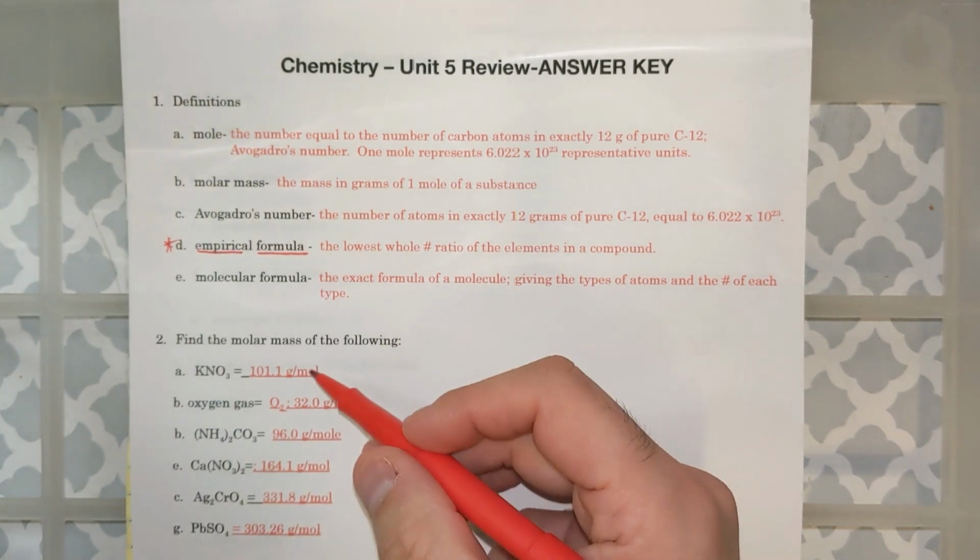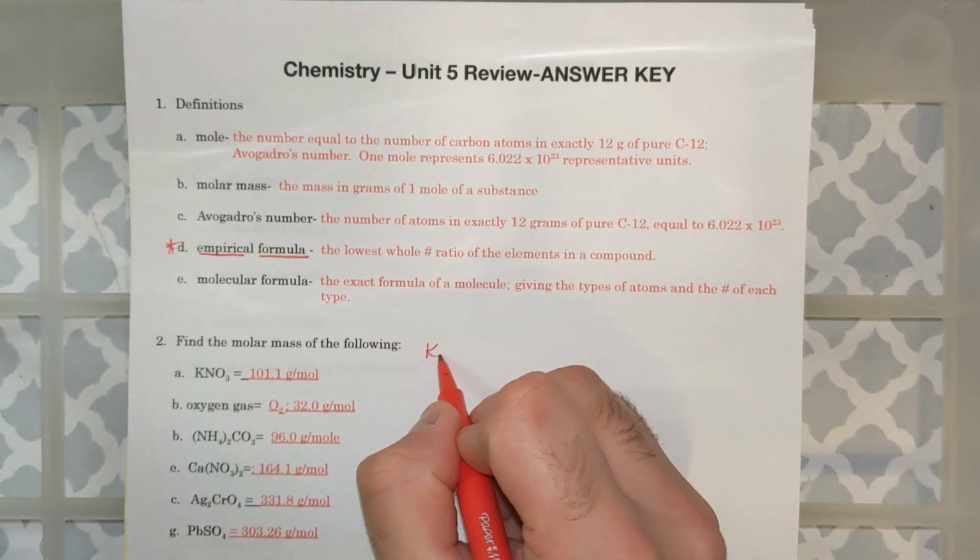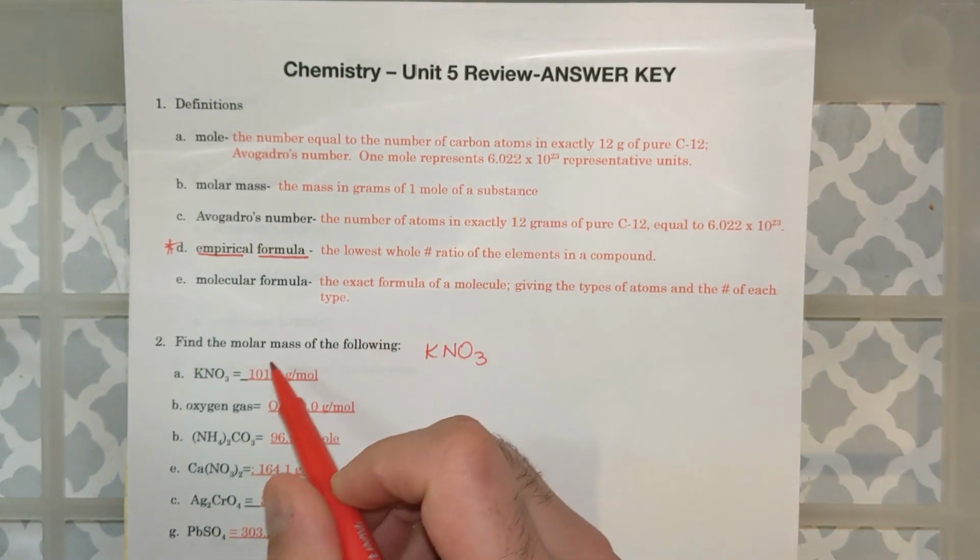Also, here are all of the molar masses for question number 2, A through G. You could just check your work. Make sure you show your work. In order for me to check this, you better show your work. But I'm just going to do one of them so you know where I got these answers, because I'm not going to make a video where I just do a bunch of additions and subtractions. So I'll do KNO3 so you know how I did all of that.